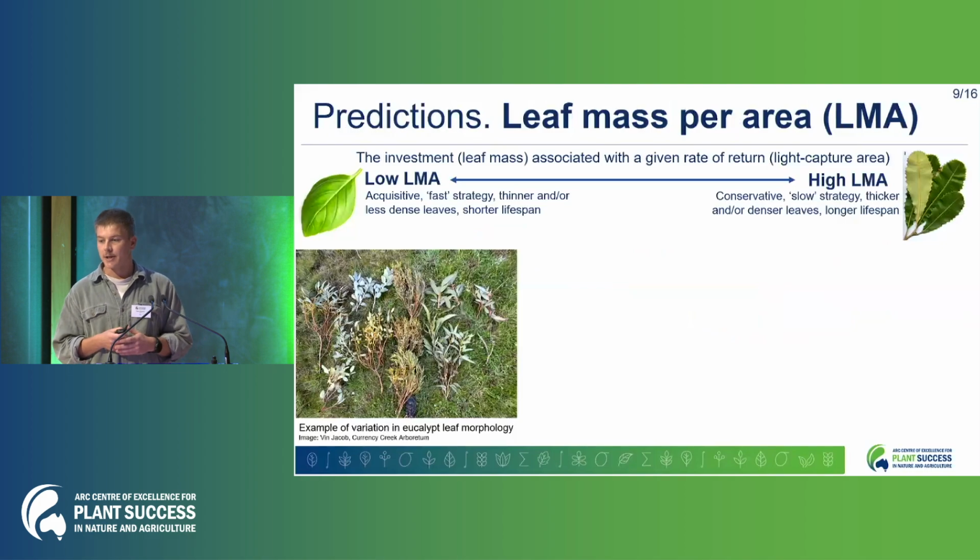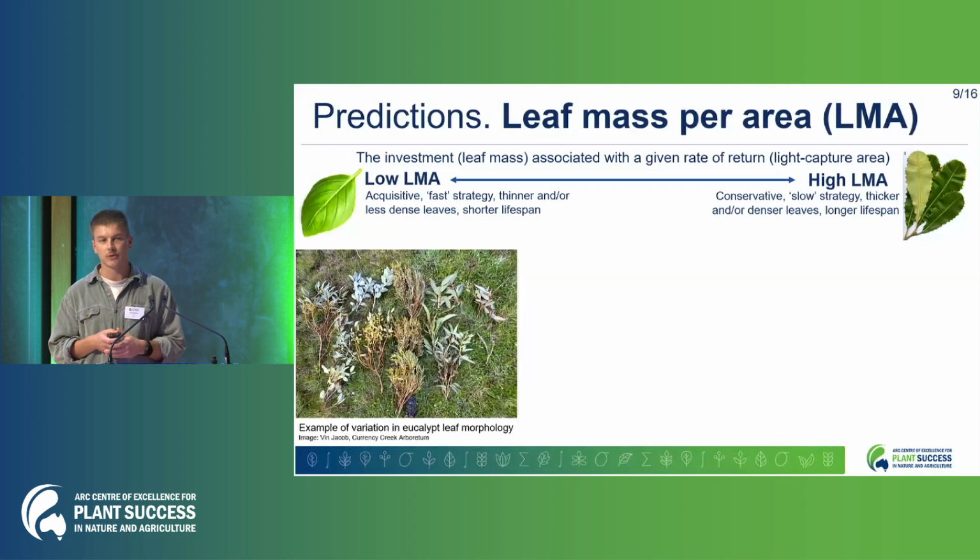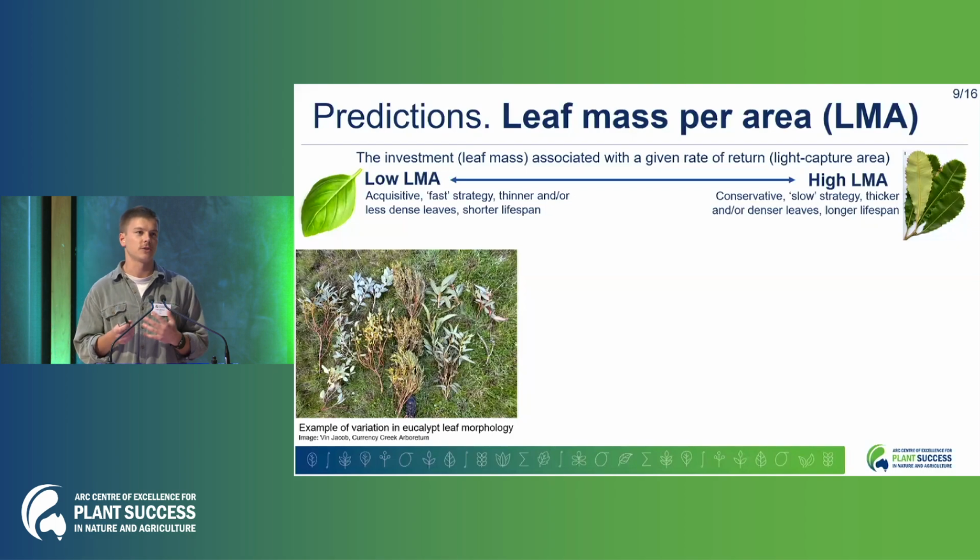The second trait is leaf mass per area, which is a leaf economics trait. This indicates the investment strategy of a leaf over its lifetime, and this ranges from low LMA leaves, which are an acquisitive, fast strategy with thinner or less dense leaves, so if you imagine a basil leaf, and then high LMA leaves, which are a more conservative, slower strategy with thicker or denser leaves, so if you imagine a Banksia leaf.